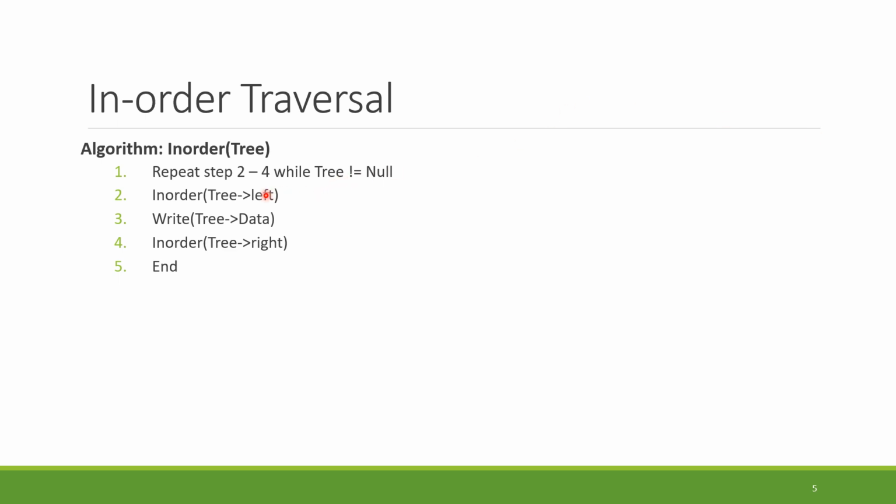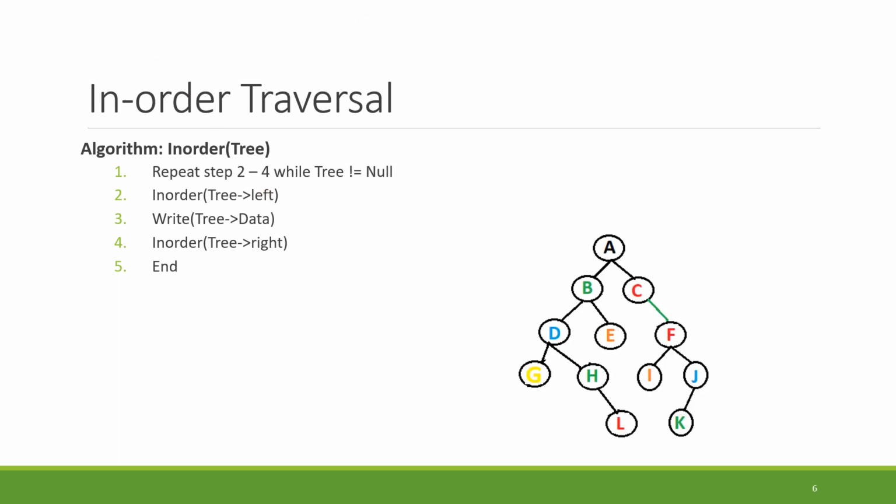So this is the algorithm for the in order traversal. For this in order traversal, we have to input a tree, right? So there is an input which is the tree. Now we will be repeating three steps. Perform in order for the left subtree, write the root node, and then perform in order for the right subtree. So these three steps will be repeated until every node of the tree is read.